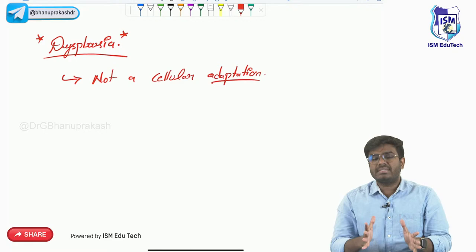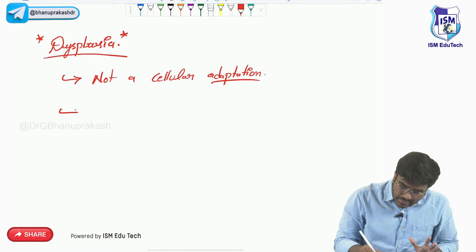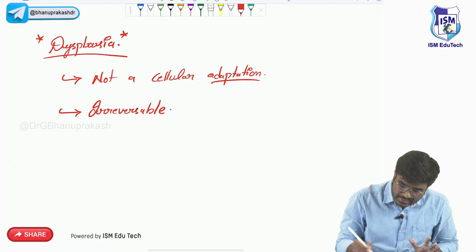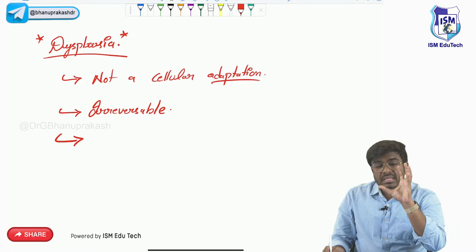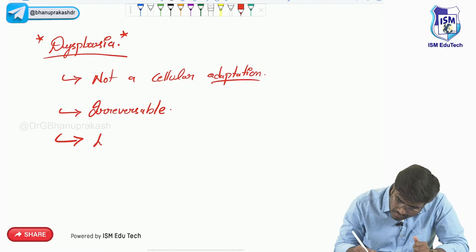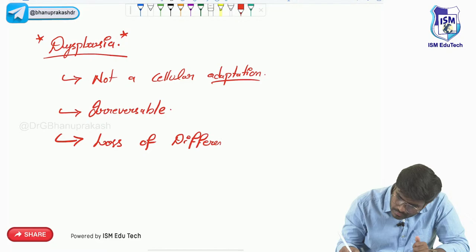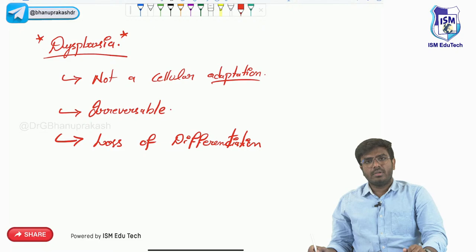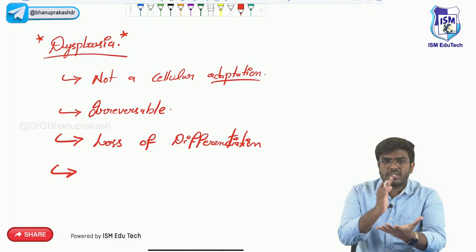This dysplasia is irreversible. Once the cell undergoes dysplastic change, you cannot recognize whether it is a myocardial cell, a liver cell, or a kidney cell. You cannot differentiate. There is a loss of differentiation. You cannot identify what exactly the cell is.